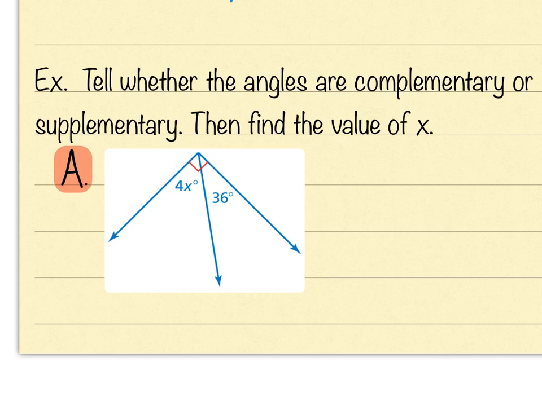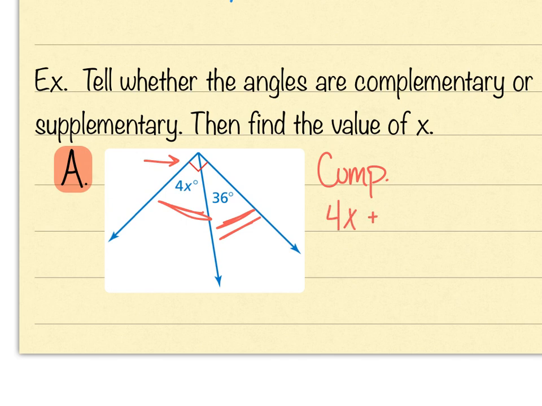All right, so this next part, we're going to tell whether the angles are complementary or supplementary, and then we're going to find the value of x, just like we did on the previous homework, actually, where we were using math or algebra to solve. And so these two angles together form a right angle. I can tell that because of the little right angle box right there. So I know that they are going to be complementary angles. And remember, we can abbreviate that. And so that means together they will add up to be 90 degrees.